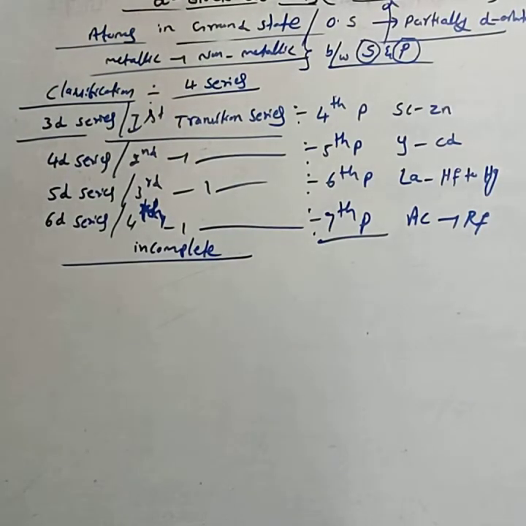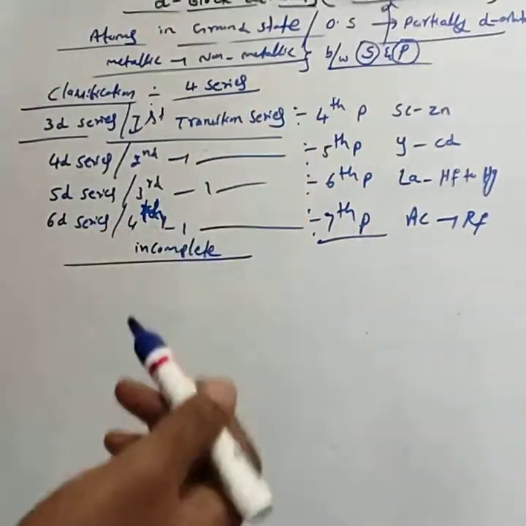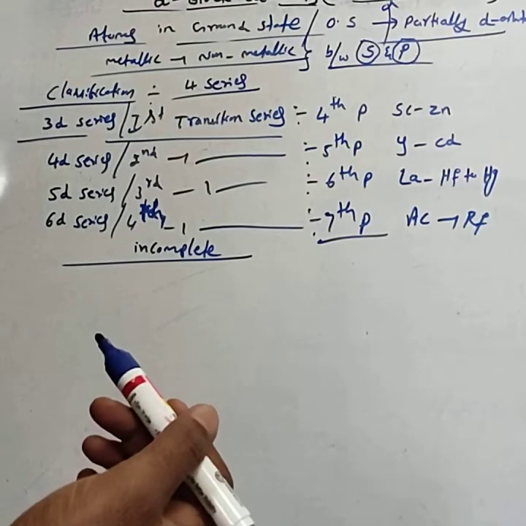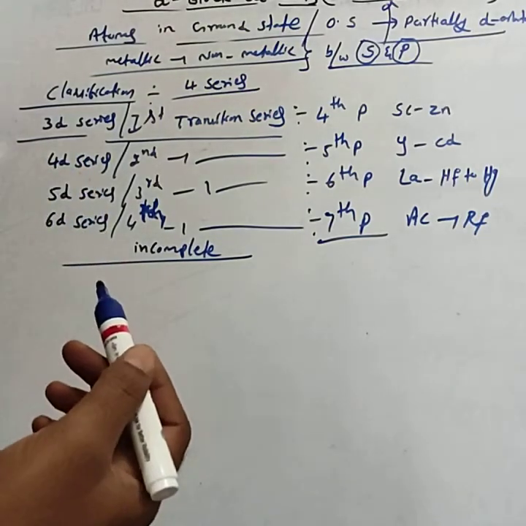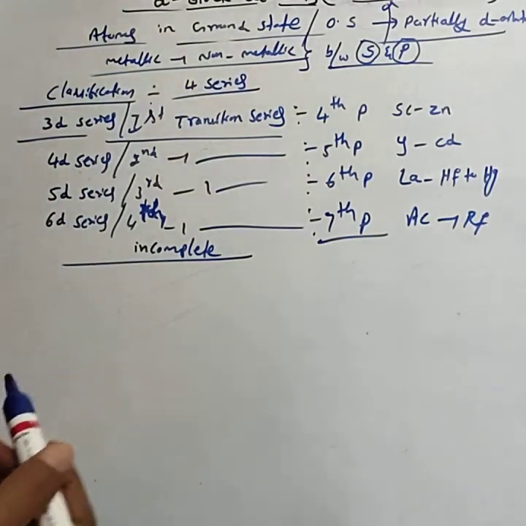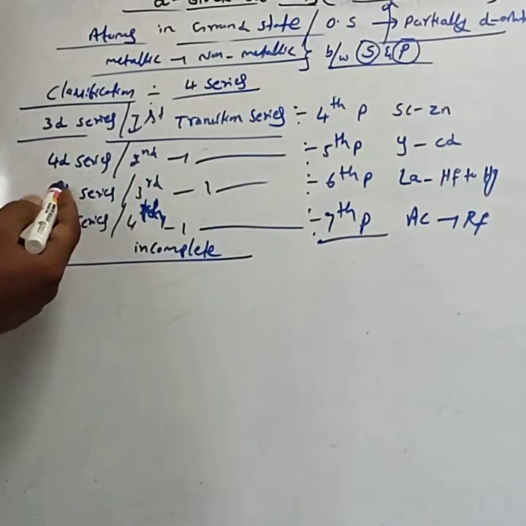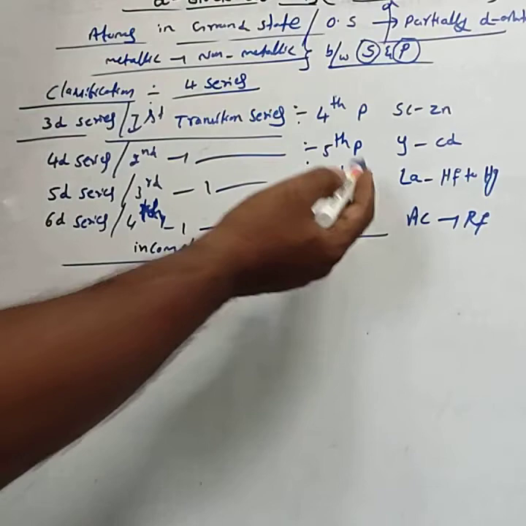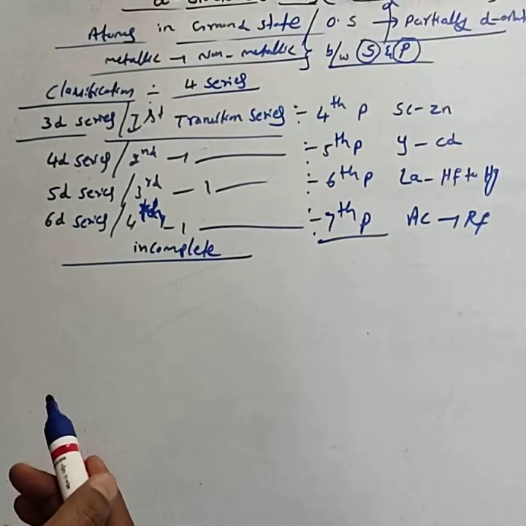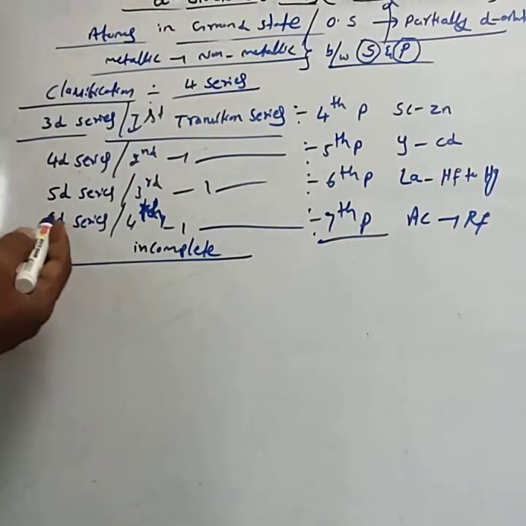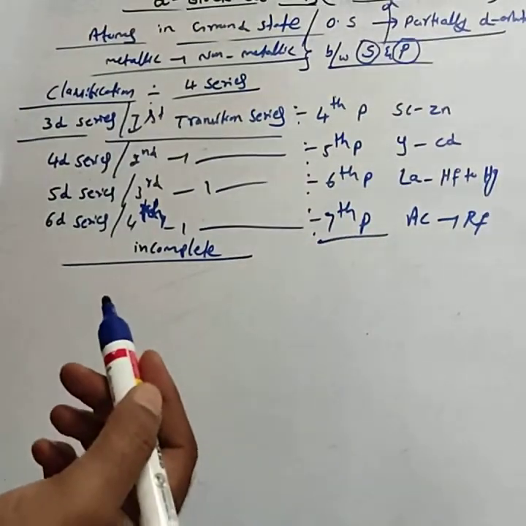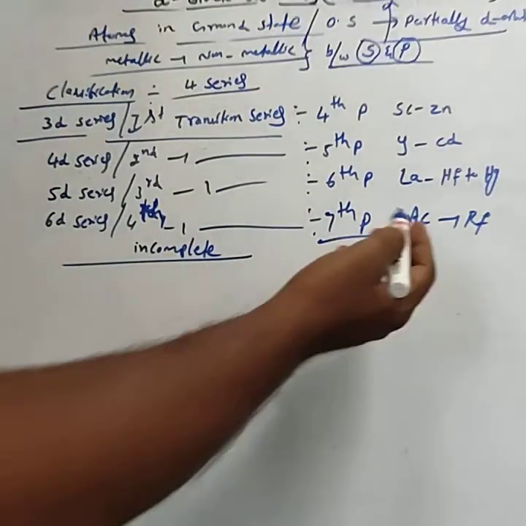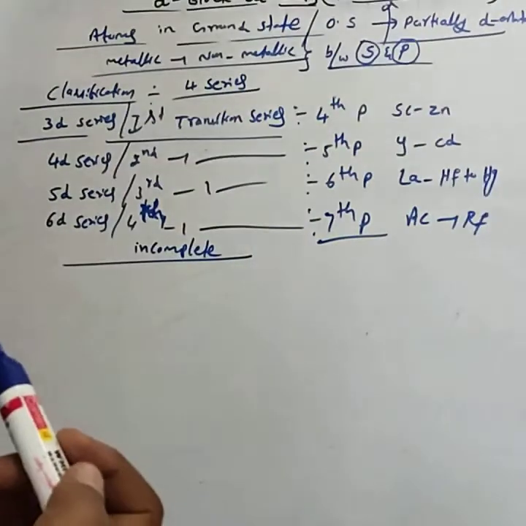This is about the classification. The first transition series, called the 3D series elements, belong to the 4th period, elements scandium to zinc. The second transition series or 4D series belong to the 5th period, yttrium to cadmium. The third transition series, the 5D series, belong to the 6th period, lanthanum followed by hafnium to mercury. The 6D series or 4th transition series, the 7th period elements, is an incomplete series, the elements of actinium followed by rutherfordium.